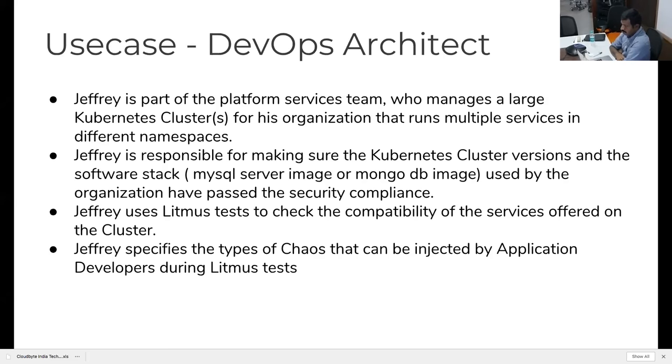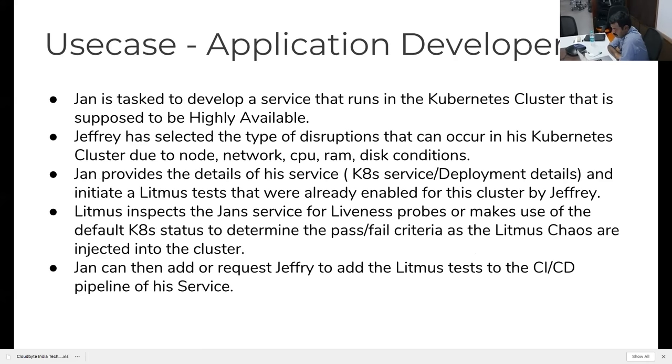right? And then the other one is the application developer. Application developers are not expected to introduce chaos into the infrastructure. So what can be introduced is probably defined by the administrator, right? In this case, Jeffrey would have already provided some namespace restrictions or RBAC restrictions on what type of chaos can be introduced at network, RAM or disk engines.